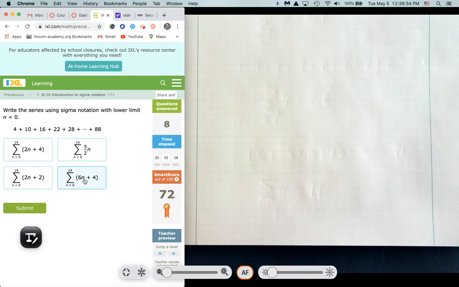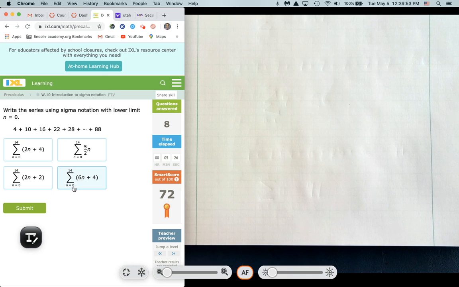rate of change of 2 or 6. This one is a constant rate of change of 5 halves, because I don't see any exponents on my variables. So again, how do I go from 4 to 10? I add 6. 10 to 16, I add 6. 16 to 22, I add 6. So my rate of change is 6. That eliminates all 3 of the others.